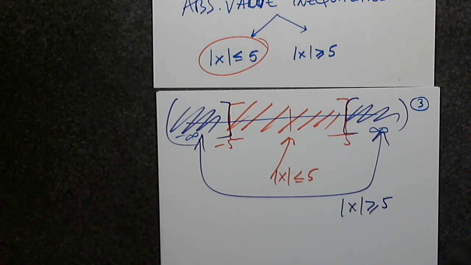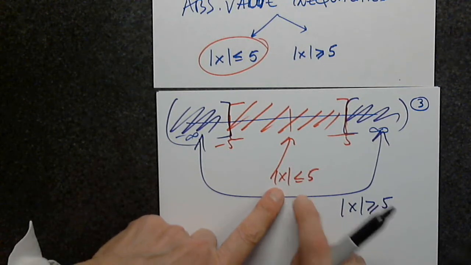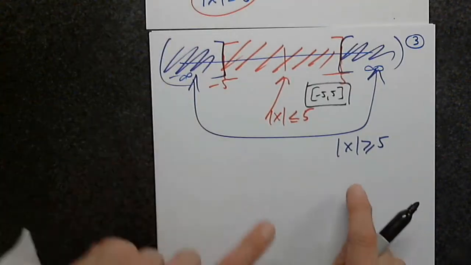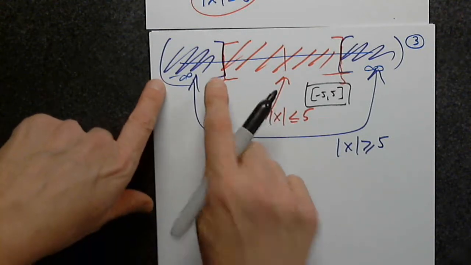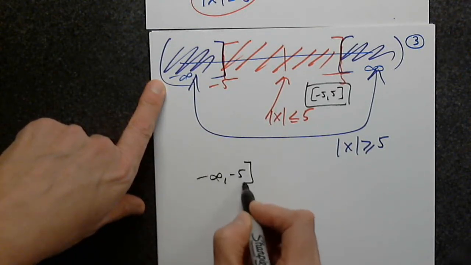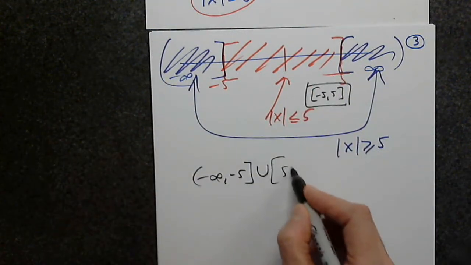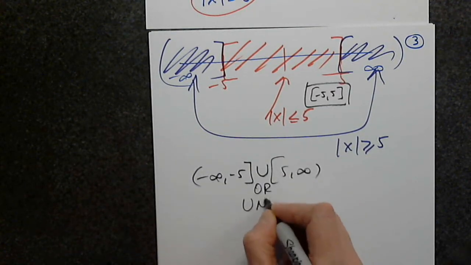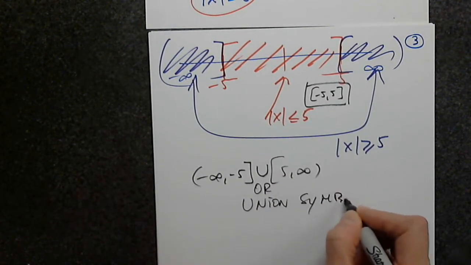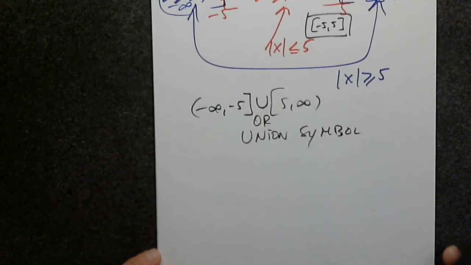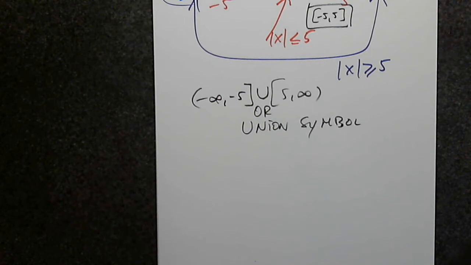So now how do I write the solutions for these two in interval notation? The solution for this, very simple: negative 5, 5. Done. The solution for this, however, has to include negative infinity to negative 5 with a bracket, and the union symbol, 5 to infinity. This is the union symbol, meaning or. Both intervals. Correct. Both of them. Good, so that's all we need to know.